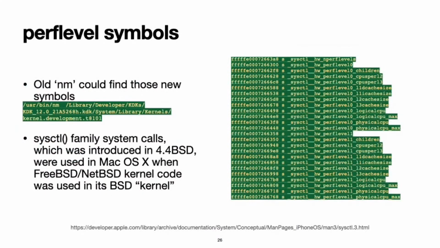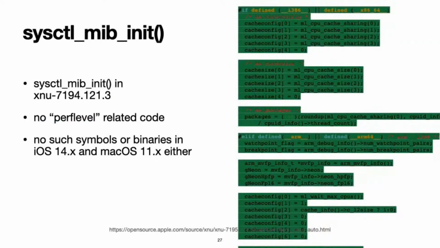How do I find those symbols? ONM could traverse the symbol table of an executable file and find those names. Oh, that's not so old, because the NM on macOS is from LLVM, which could be relatively young. Perf level related code appears at several places in new kernel binaries, but we cannot find them in older source code or binaries.